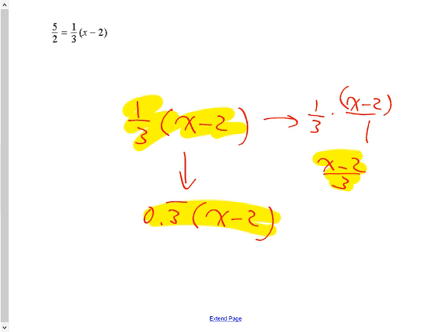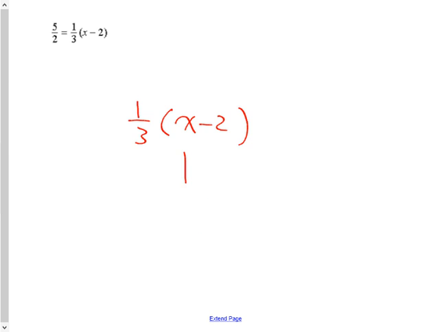So given that that's true, if I go back in time here, I'm going to solve it two different ways. I'm going to write it this way, and I'm going to write it this way. 5 over 2 equals 1/3 x minus 2.